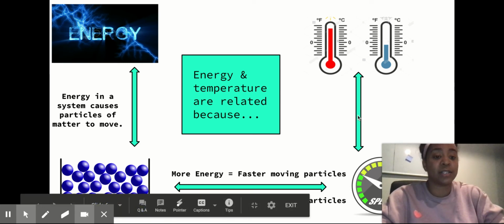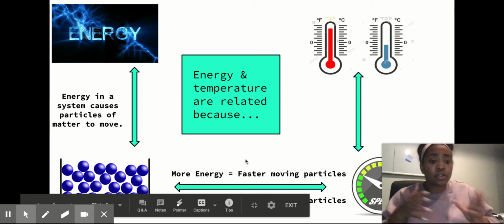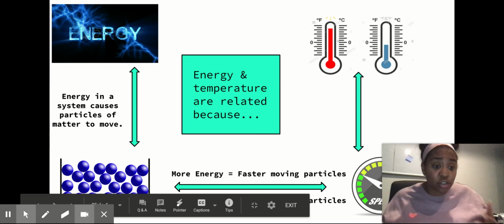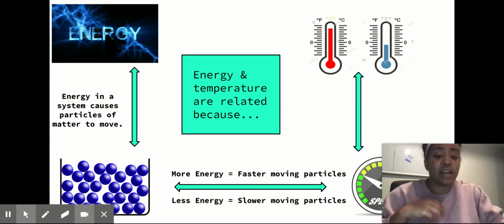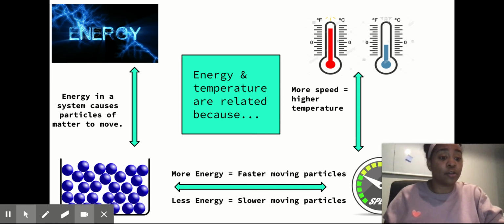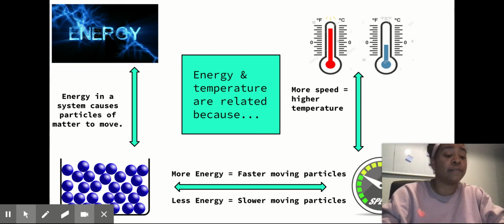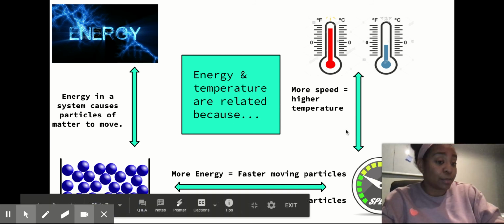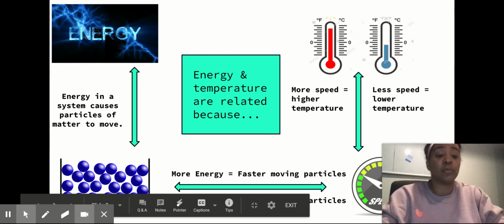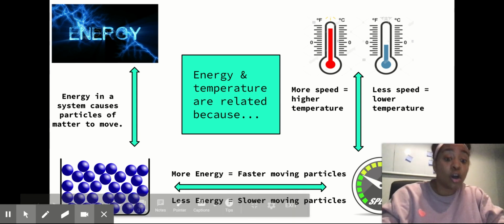And then we're going to come up to temperature, right? So now we know that energy in a system causes those particles to move. They can move faster or slower depending on the amount of energy in that system. And now, depending on how fast or how slow those particles are moving, that can affect temperature. So if the particles are moving faster, we'll have a higher temperature versus particles that are moving slower will have a lower temperature.